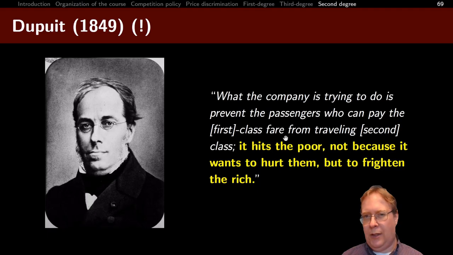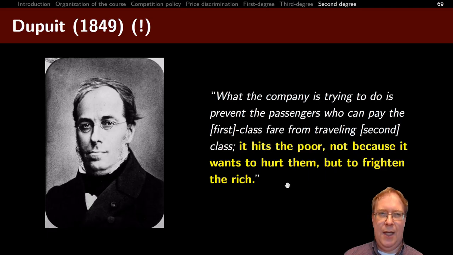It hits the poor. The poor are now worse off. They get lower quality, although the surplus is zero. Not because it wants to hurt them, but to frighten the rich, right? And that's indeed exactly what's going on. So the next time you travel by airplane and you're thinking, why do I get these lousy leg space and this lousy quality? Well, it's not to hurt you, but it's to keep the rich people from traveling tourist class, right?